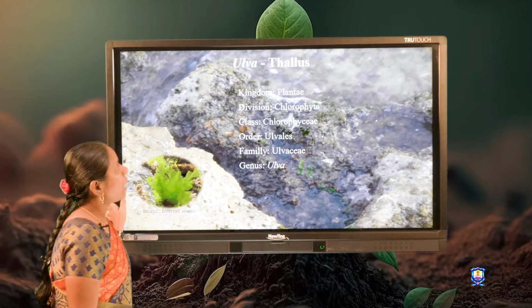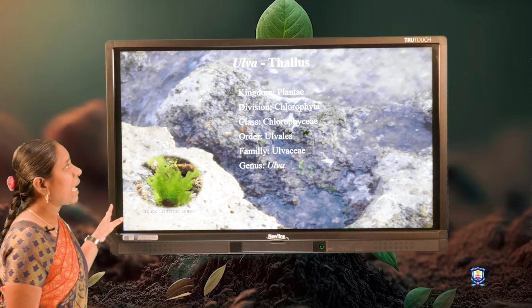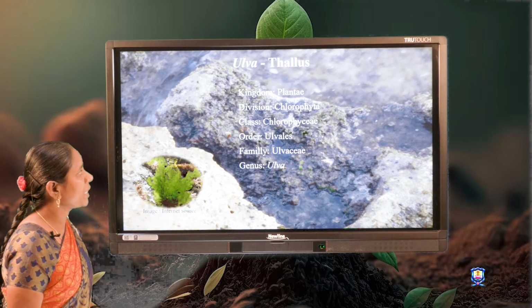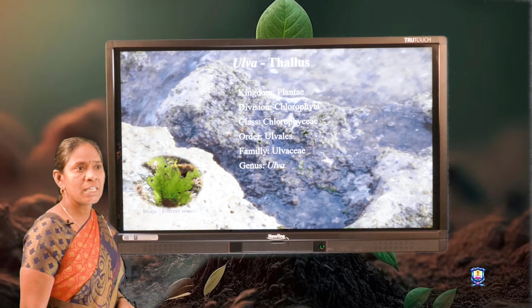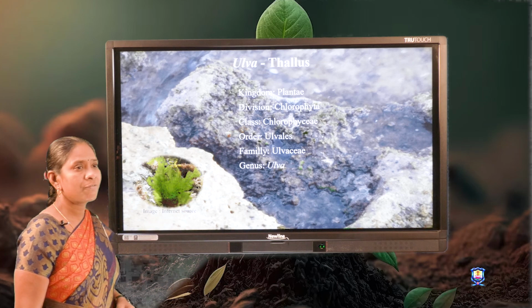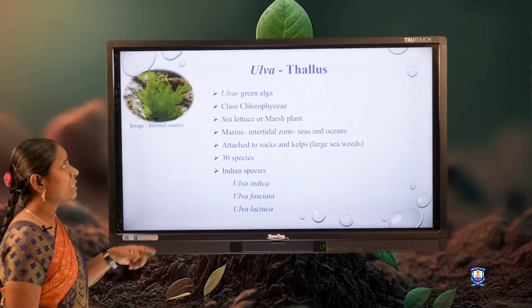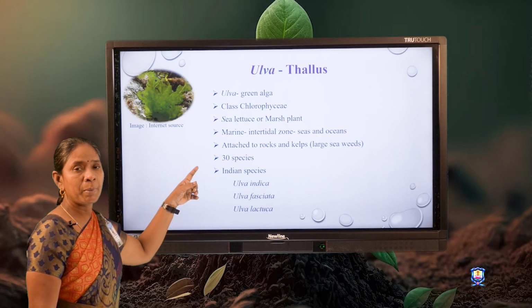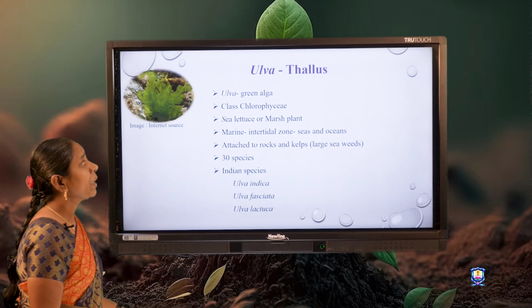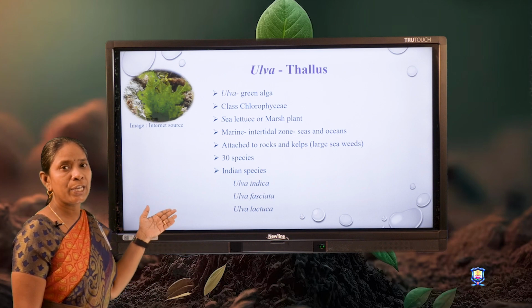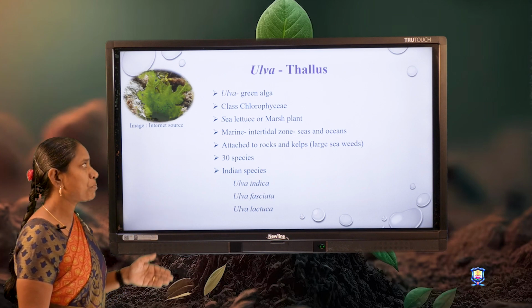Let's see the Ulva Thallus. The Ulva Thallus belongs to the kingdom Plantae, division Chlorophyta, class Chlorophyceae, order Ulvales, family Ulvaceae and the genus Ulva. Ulva Thallus is a green alga and it belongs to the class Chlorophyceae, and it looks like lettuce, so it is commonly known as sea lettuce or marsh plant.